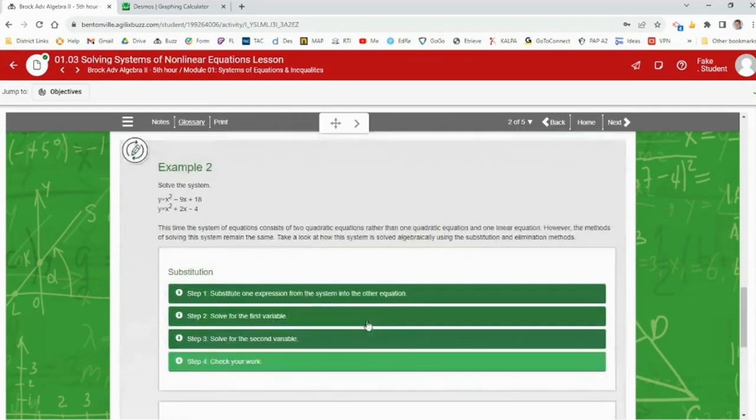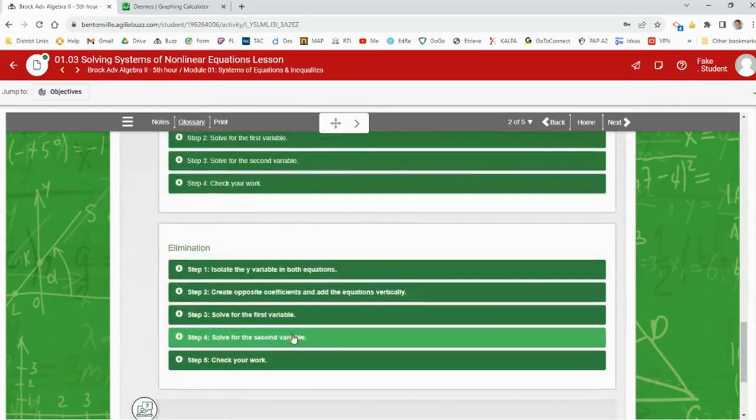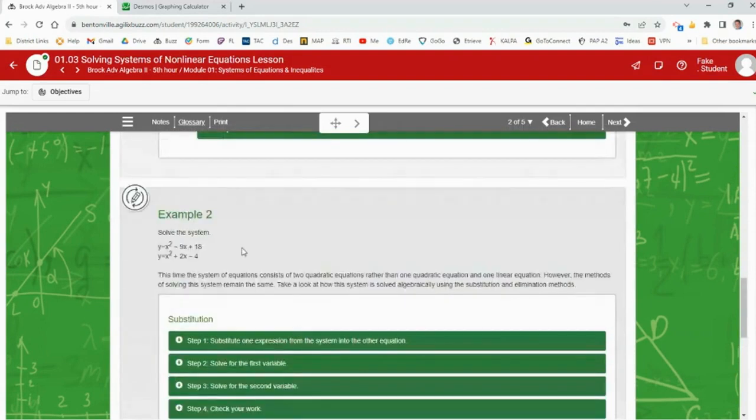All right, here's another one. They want 5 steps for elimination, 4 for substitution. Let's look at that one. I'm going to write this down too. Number 5: y equals x squared minus 9x plus 18. And look at this. This time we have 2 quadratic equations. The other is y equals x squared plus 2x minus 4.